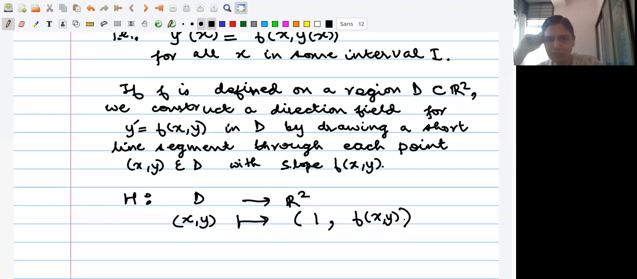Now this is the definition of the direction field. Now how does this help us? That comes next. Is this okay with everybody present here? Everybody with me up till this point?